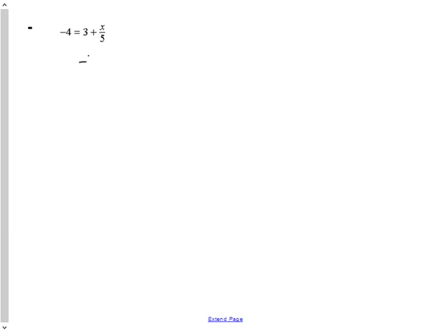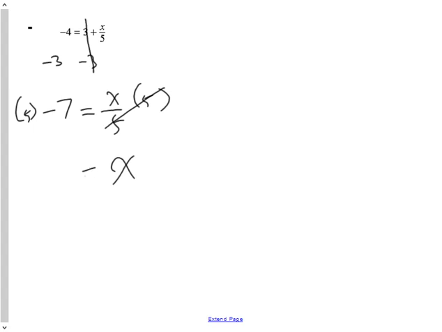Next question. Subtract 3 from both sides is your first step. A fifth of x equals negative 7. Because a negative 4 and a negative 3 make a negative 7. Multiply both sides by 5. And x will equal a negative 35.